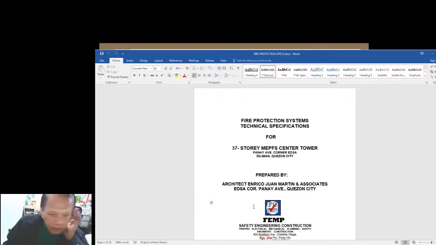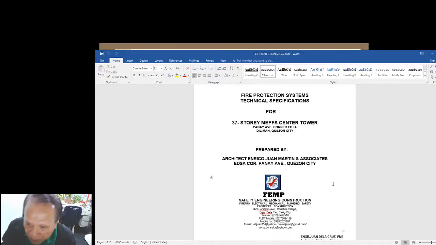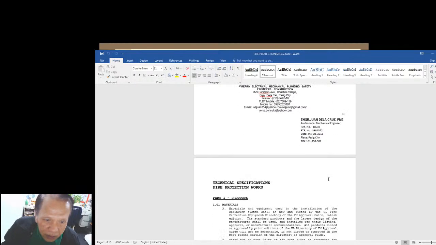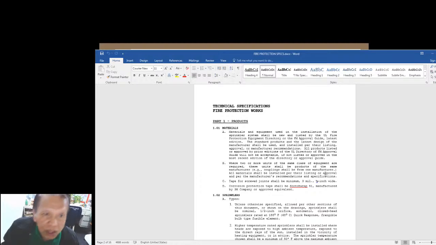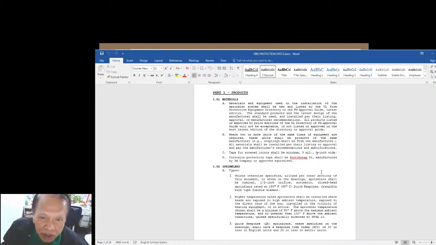So now you can see the sample of the specification. I will scroll so you can see. You can see the technical specifications, fire protection works. Page by page, let's scroll so you can see how it is. Materials is written here, letter A, materials. Then letter B, where to... it's long.